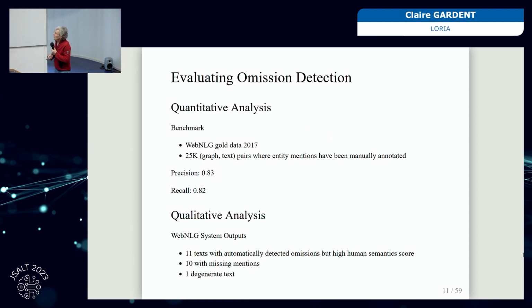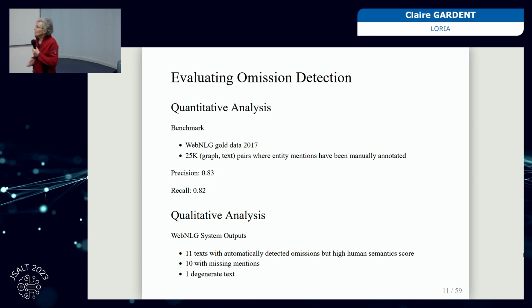So we evaluate this algorithm on an existing benchmark that is manually annotated. So for each graph-text pair, we know which entities have been mentioned. And we got a precision of 83 and a recall of 82. So most of the omissions that are detected are correct, and many of the existing omissions are found.